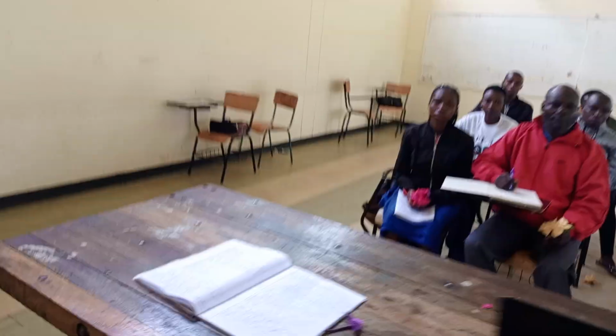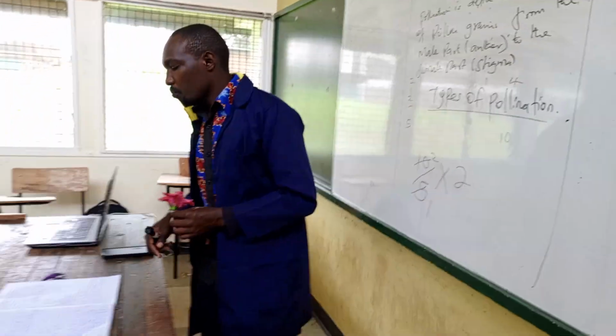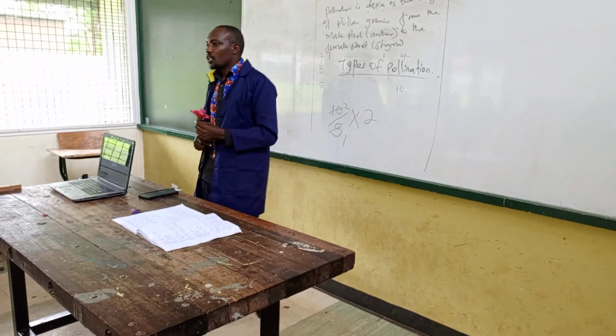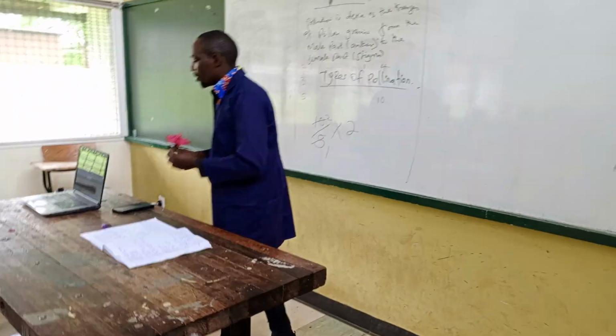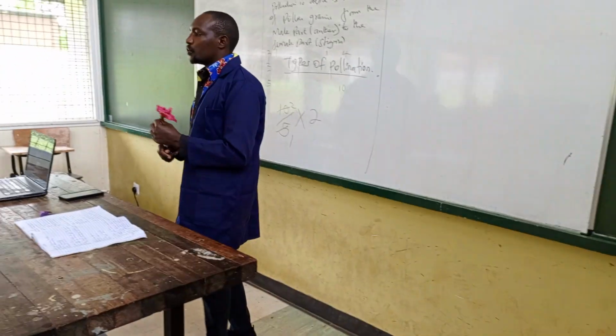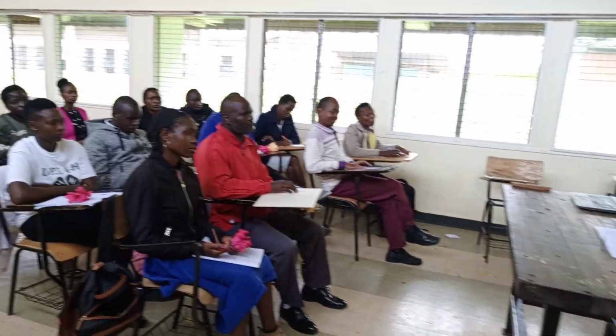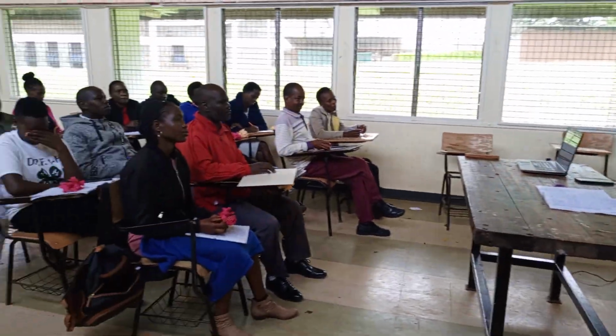So that marks the end of our video, a very short video, the types of pollination. Now, from what you have seen in the video, I'll ask one of you to tell us one type of pollination. Yes, Jane. Self-pollination. The other one? Yes, Mary. Cross-pollination. So we have the two types of pollination: the self and cross-pollination.